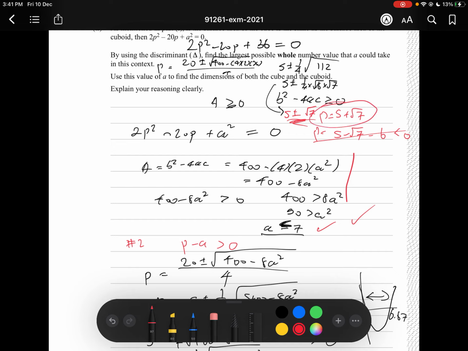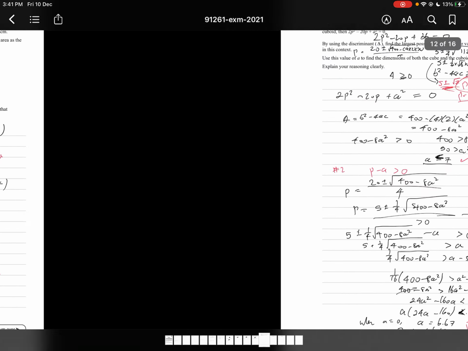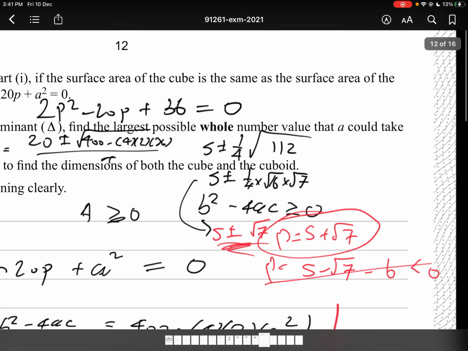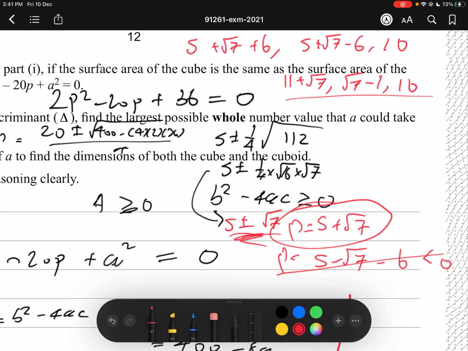So our dimensions, if we go back here, will be 10 times p plus a times 10 times p minus a. We're running out of space a little bit, but should be able to fit. So we have 5 plus root 7 plus 6, 5 plus root 7 minus 6, and 10. So that would be 11 plus root 7, root 7 minus 1, and 10. And that'll be our dimensions of the cube.